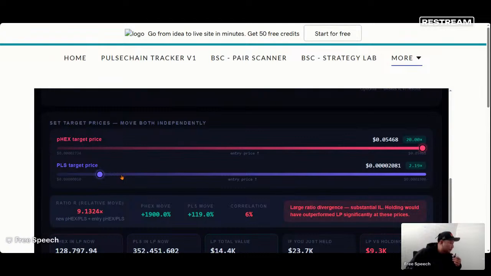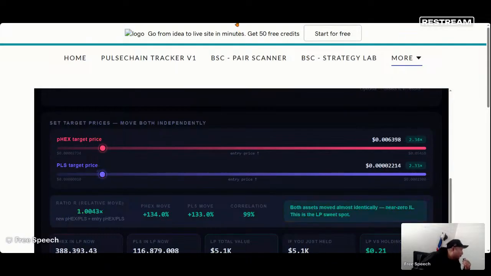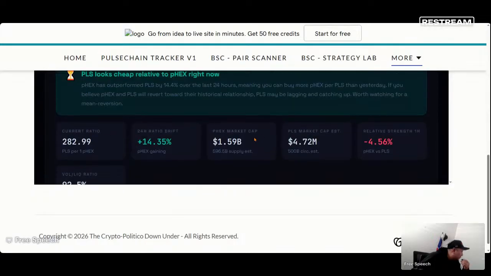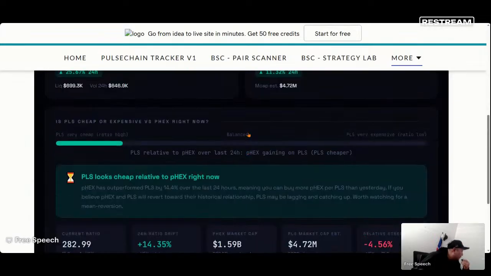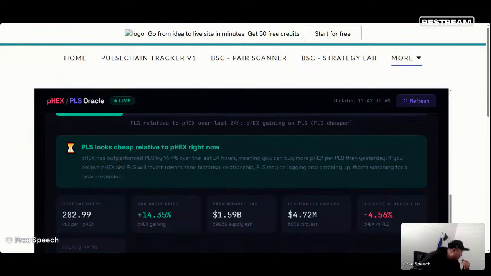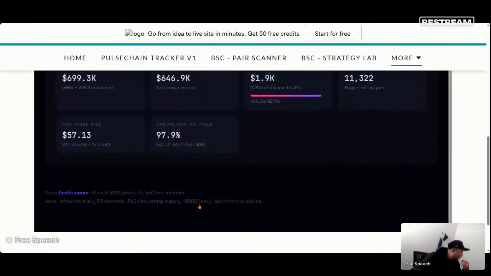That was the stream. So hopefully someone out there finds this tool somewhat useful, because like I said, I'm liking it. Maybe cross-reference that with this one here. We can do an LP position tracker. You could use that. We could also use this here. This is the one I was locked onto before when I was talking about other stuff. Basically, like the what-if. We've got the current price, we've got the ratio, we've got the movement, we've got Pulse looks cheap relative to PLSX right now. Again, that's not financial advice, it's just based on the data we're looking at.